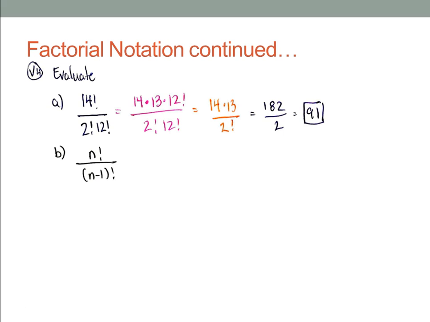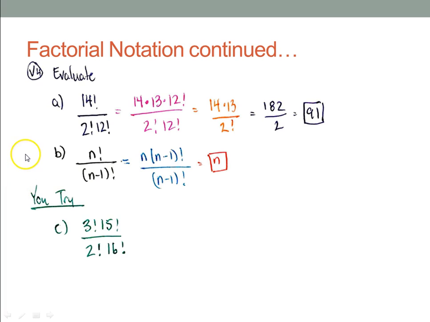So if you look at checkpoint 4b, I give it to you only in variables. Now recall that n factorial is n times n minus 1 factorial. These cancel. Oh my gosh, just n. Sweet. So let's try these. What would this cancel to? So go ahead and pause the video and see if you can do try C.